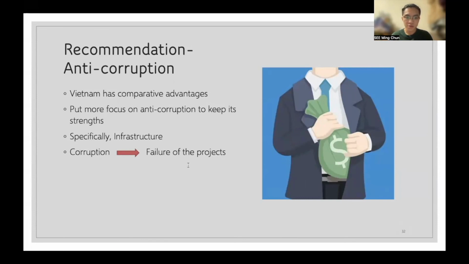Specifically, the infrastructure is still developing, and corruption of the local government may lead to failure of the projects, or the quality of the infrastructure may not be up to standard. If this is the case, Vietnam would lose its strengths and the investment would not be that beneficial.